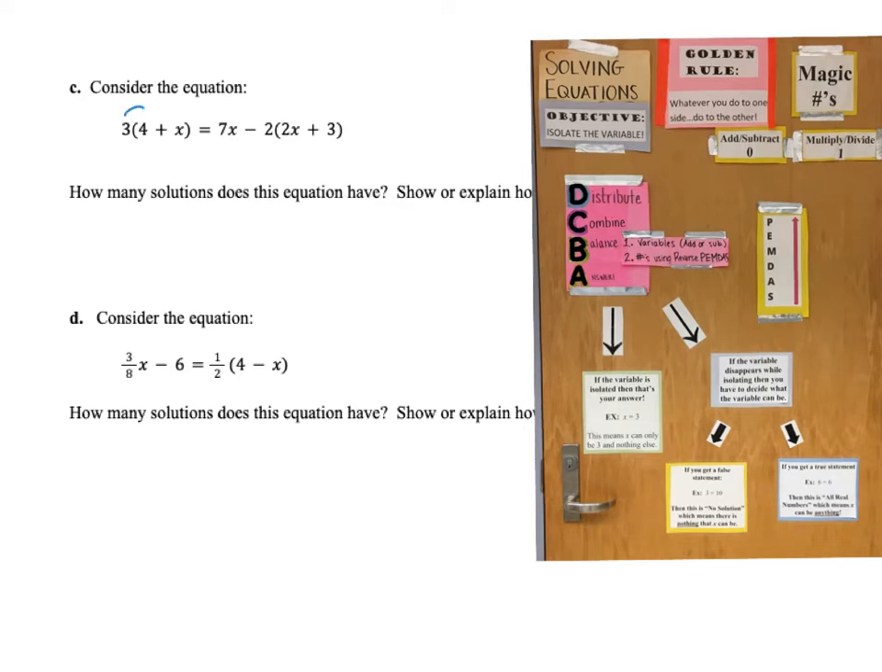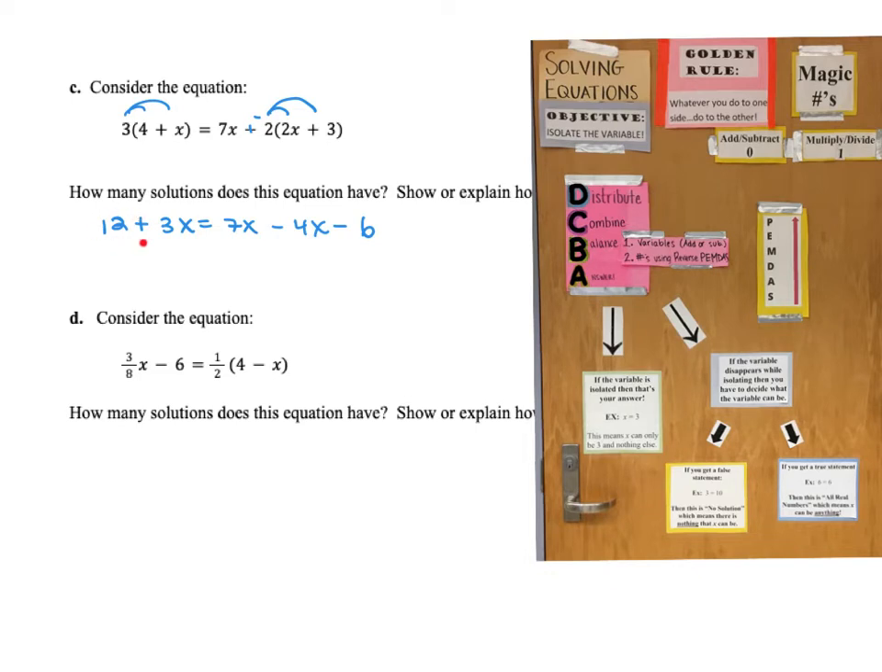distributing. So I'm going to distribute the 3, and so I'm going to get 12 plus 3x equals 7x. Now here it's important to remember I'm distributing a negative 2. So it's going to be minus 4x minus 6, because it's a negative times a positive, which is a negative, and a negative times a positive, which is a negative. So I've distributed. Next, I'm going to combine.